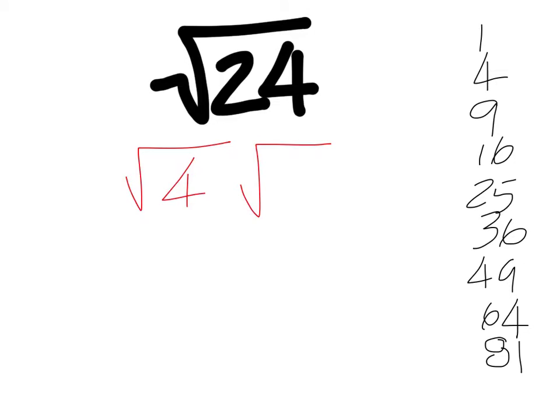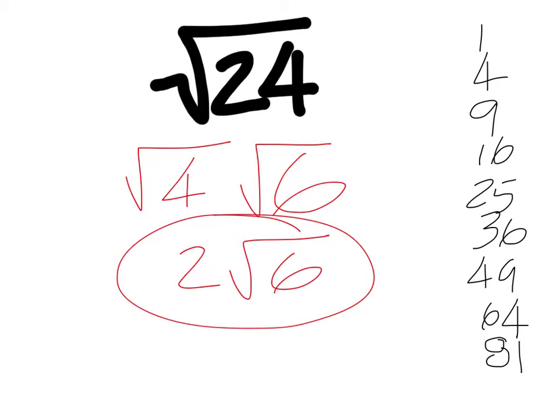So you would do the square root of 4, square root of 6. Because 6 times 4 is 24. And what's the square root of 4? So 2 square root of 6 would be the answer.